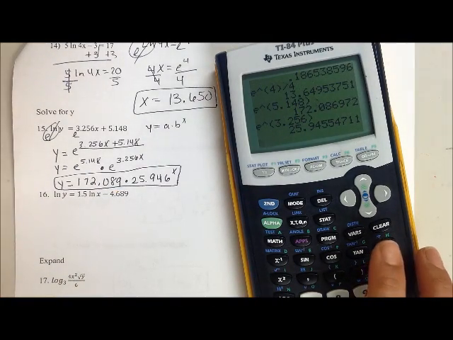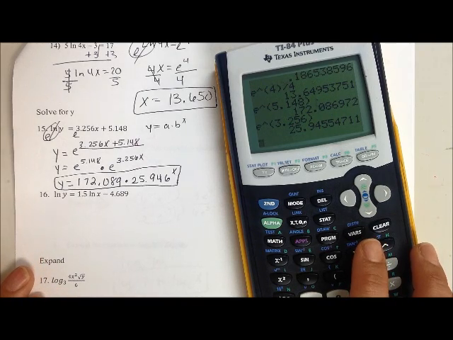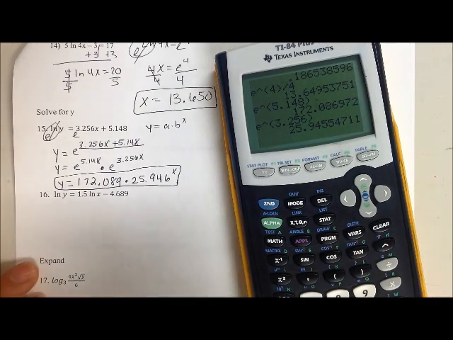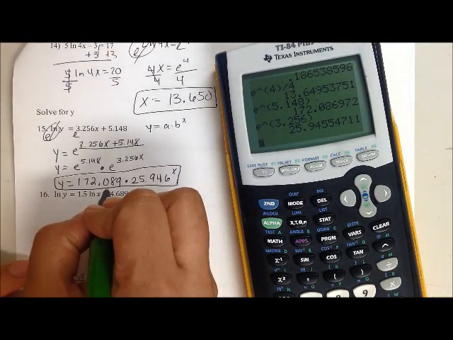So make sure you go 3 numbers after the decimal. If you have to round up, you round up. If not, you just stay there. And this should actually be a 7.